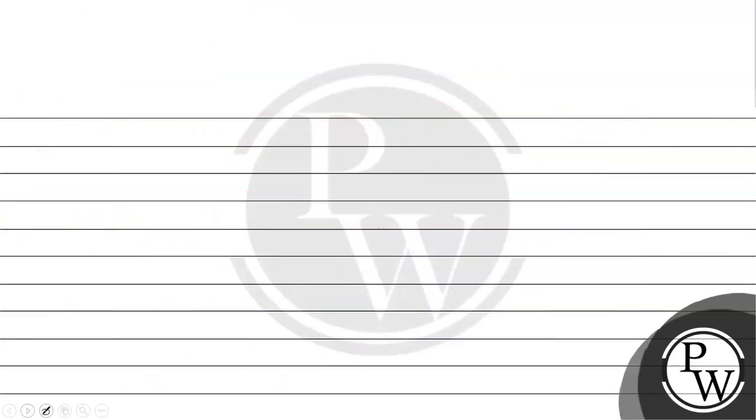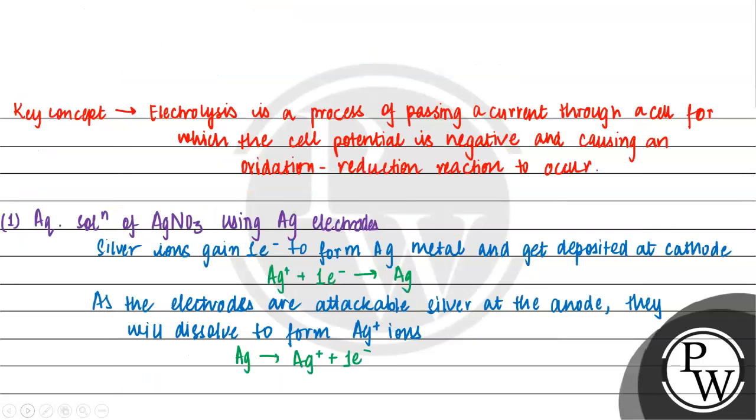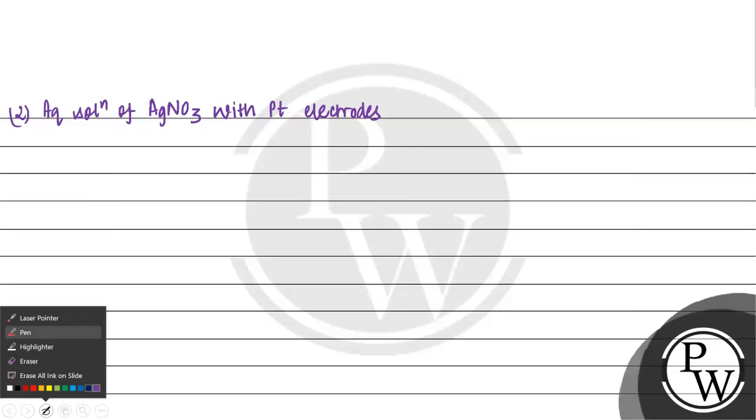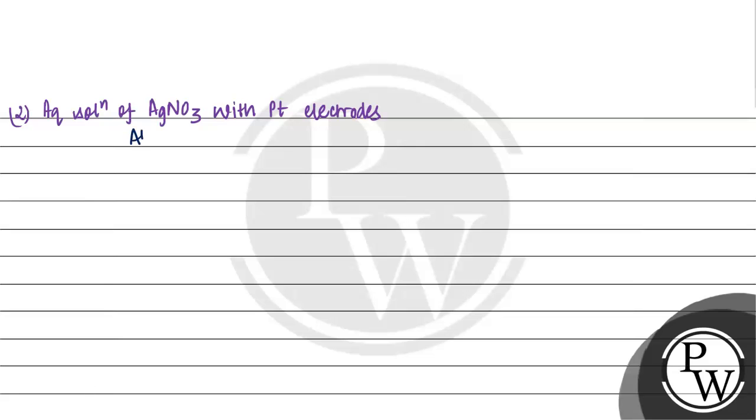Now moving on with the B option. Second हमें दे रखा है aqueous solution of AgNO3 with Pt electrodes or platinum electrodes. Now if we talk about platinum electrodes over here, तो हम कैथोड पे रिएक्शन देखते हैं. कैथोड पे हमेशा हमारा रिडक्शन का रिएक्शन होता है.